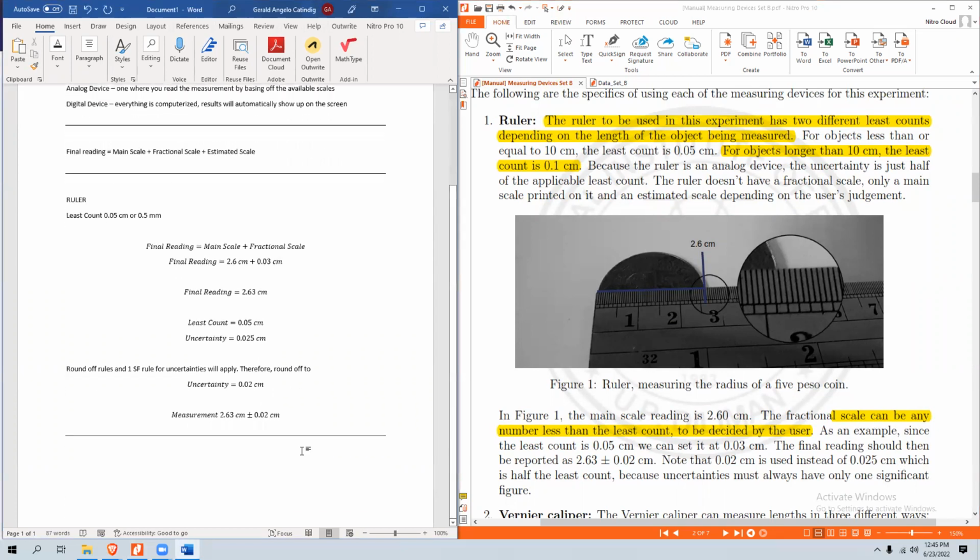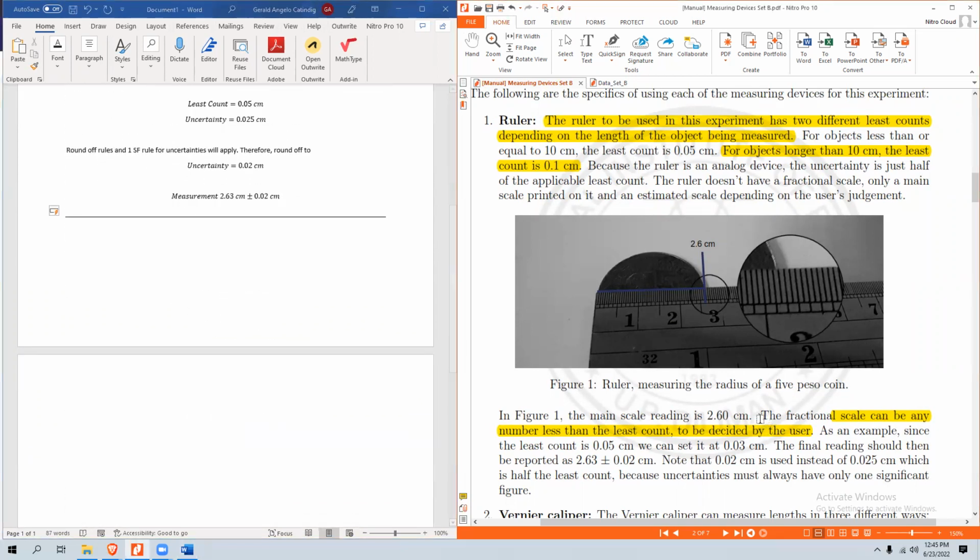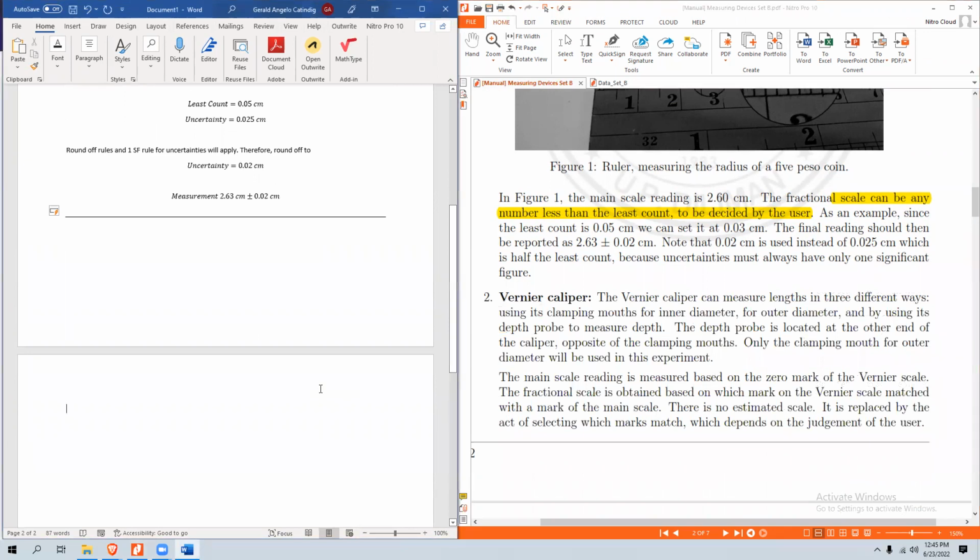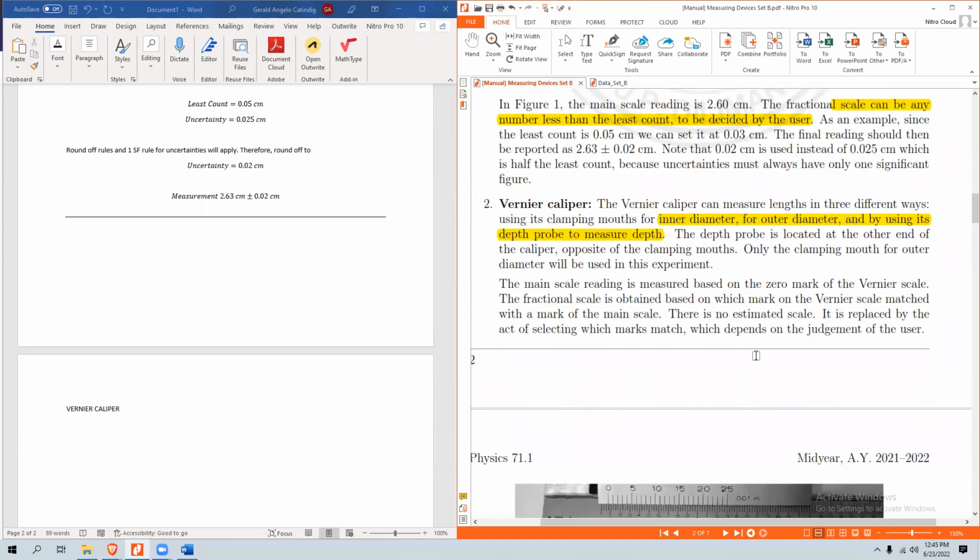Now let's move on to our Vernier caliper. A Vernier caliper can measure lengths in 3 different ways: using its clamping mouth for inner diameter, using another clamping mouth for outer diameter, and using its depth probe to measure depth. The depth probe is located at the other end of the caliper, opposite the clamping mouths. Only the clamping mouth for outer diameter will be used in this experiment.